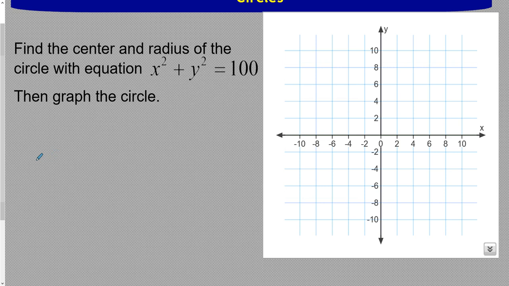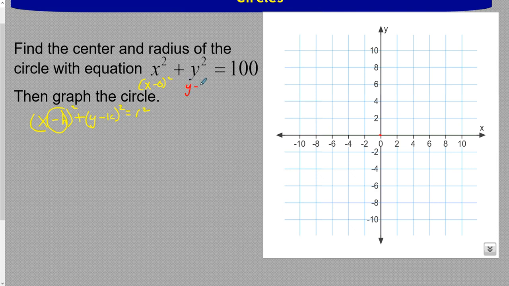So this says to find the center and the radius of the circle with the equation x squared plus y squared equals 100. So remember, we have (x minus h) squared plus (y minus k) squared equals r squared. So what number am I subtracting from x? Well, that would have to be x minus 0 squared, right? So the x coordinate has to be 0.